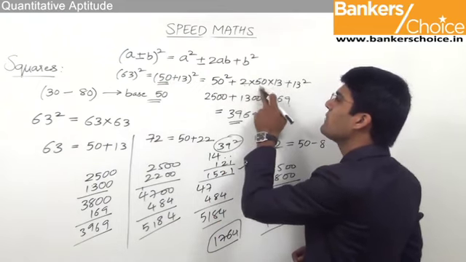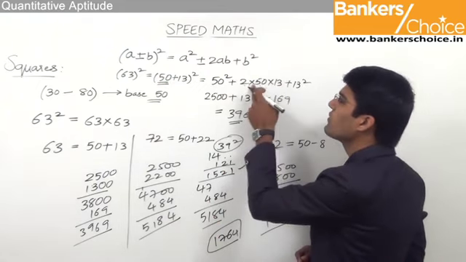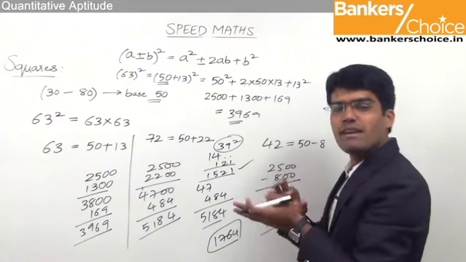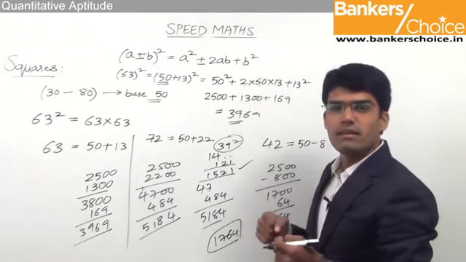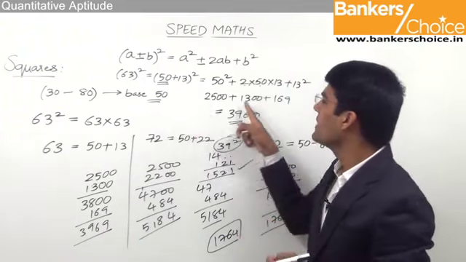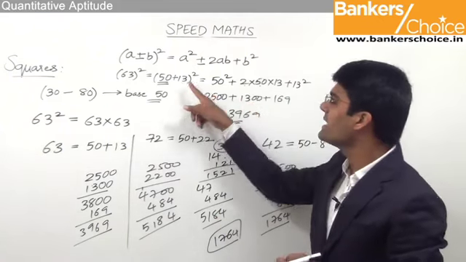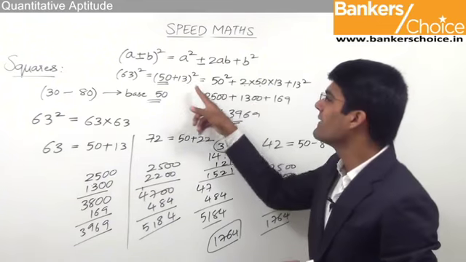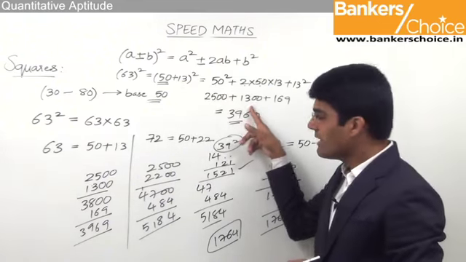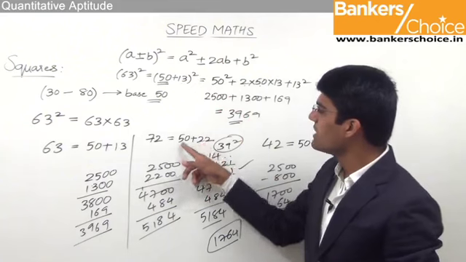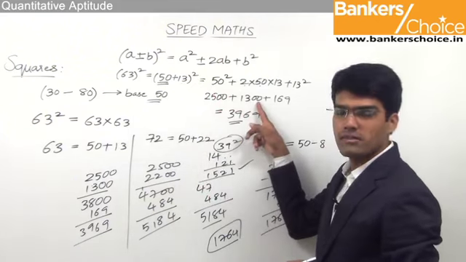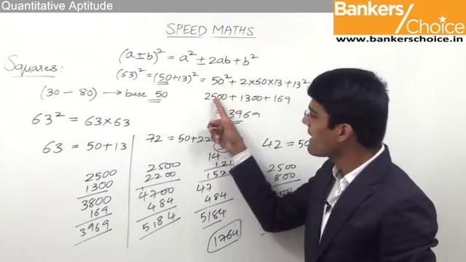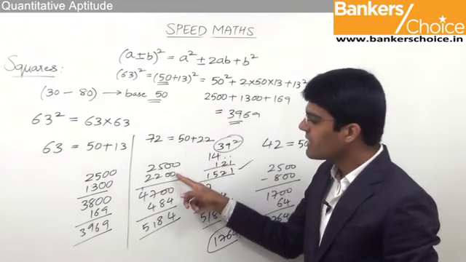we get 2 into 50 into b. 2 into 50 is always 100. So 100 into b will give us b into 100. So if it is 7 here, we'll have plus 700. If it is 8 here, we'll have plus 800. If it is plus 21 here, we'll have plus 2100. If it is 19 here, we'll have plus 1900. Likewise, here if it is 22, 50 plus 22, we'll get plus 2200. So that is the reason we have directly taken 2500, that's the first term, plus 2200.